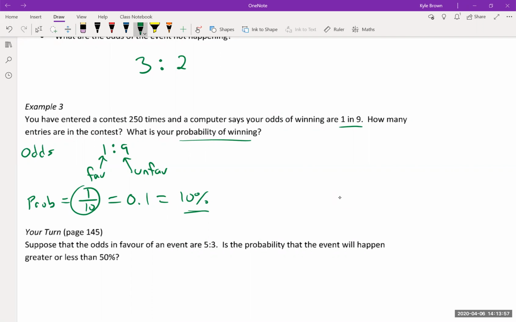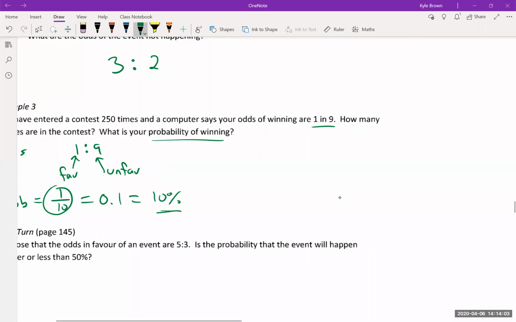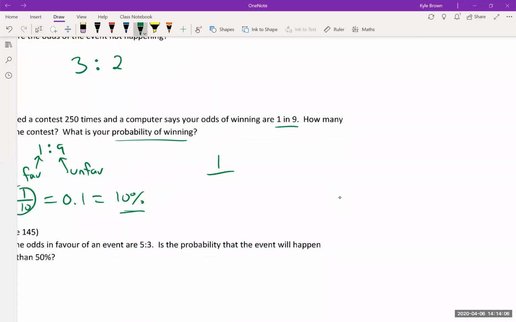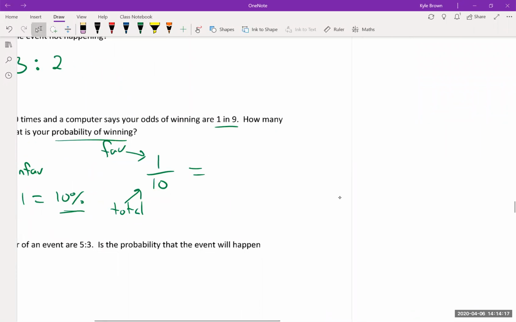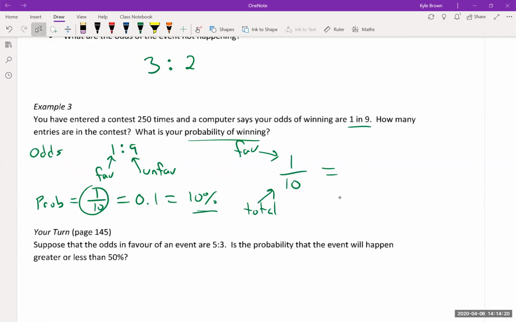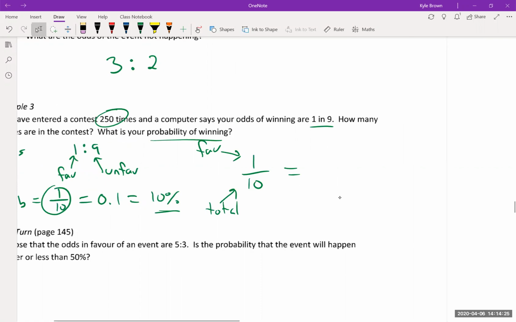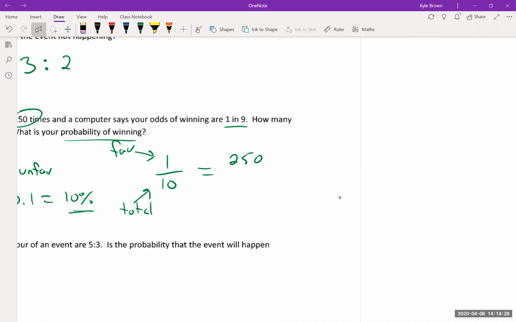But now the next part of this question said, how many entries are in the contest, right? So I think a good way to set this up is with a ratio. So if you've got one chance as your favorable out of 10 total, then what I can do, just a little cross multiplication here, is say, okay, well, if you have been entered in a contest 250 times, that's what you entered, right? That's like your favorable over, and then we just want to see how many people actually enrolled in it, or actually were in this, right?